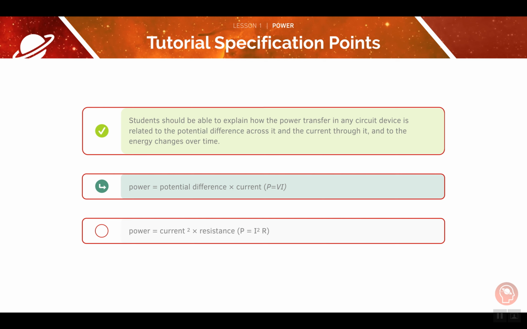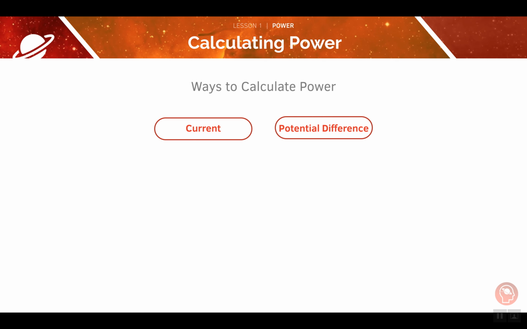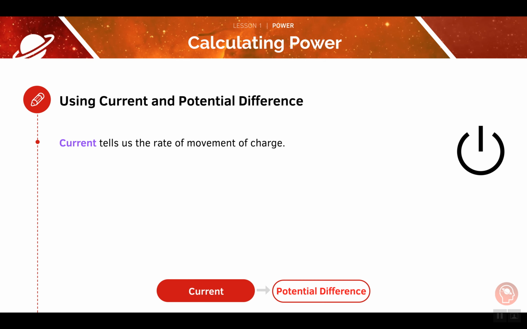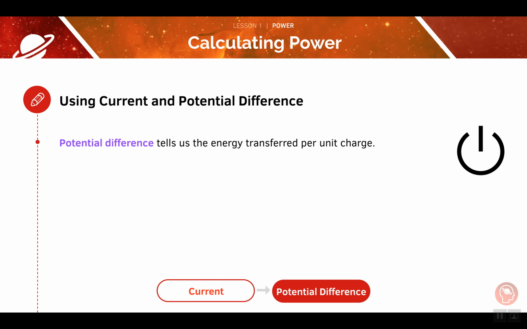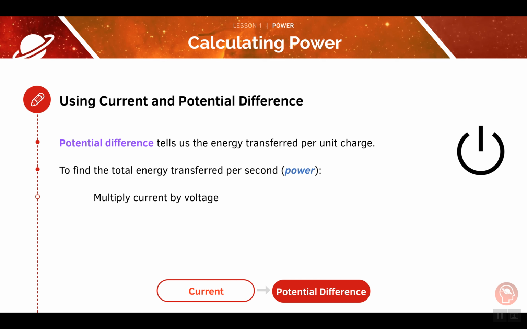Now let's look at our next specification point, covering an equation to do with power. We can calculate power in one of 2 ways. First, we'll look at using potential difference and current. Remember, current tells us the rate of movement of charge. Potential difference tells us the energy transferred per unit of charge. Therefore, to find the total energy transferred per second, power, you need to multiply the current by the voltage.